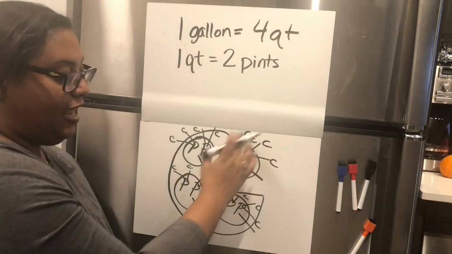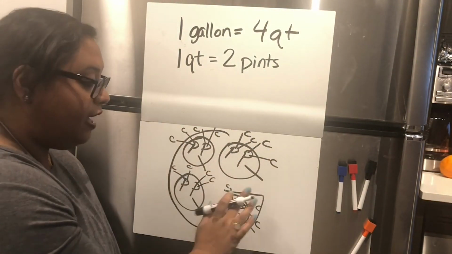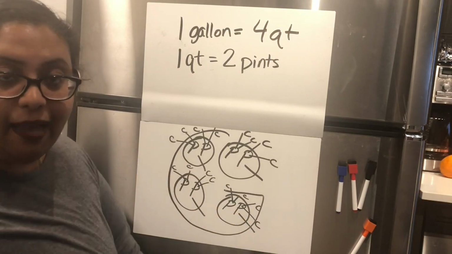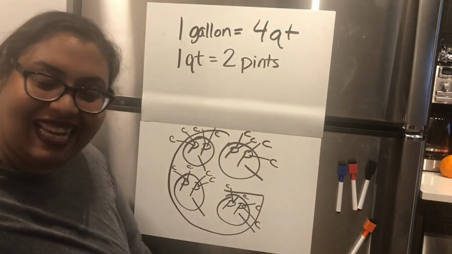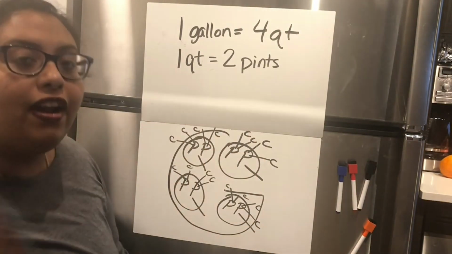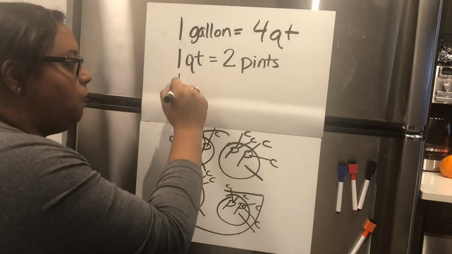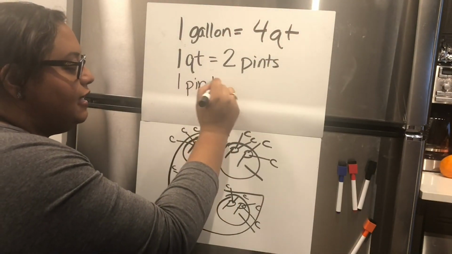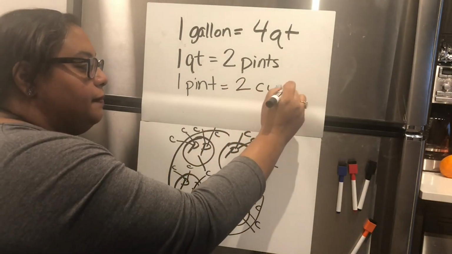So this quart has 4 cups, this quart has 4 cups, this quart has 4 cups, and this quart has 4 cups. What is 4 groups of 4? 16. So how many cups are in the entire gallon? There are 16 cups in 1 whole gallon. So 1 pint is the same as 2 cups.